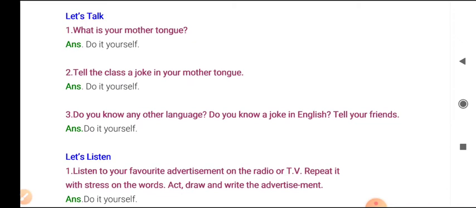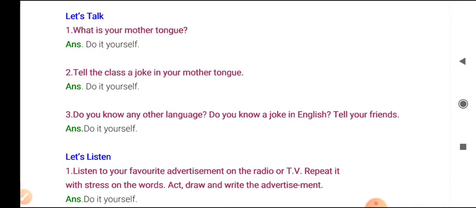Let's talk. What is your mother tongue? Here we can say Manipuri, some say Hindi, some say Bengali, some say Kuki, some say many. Answers may vary from one student to another.